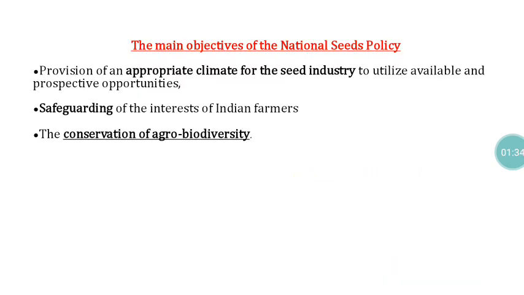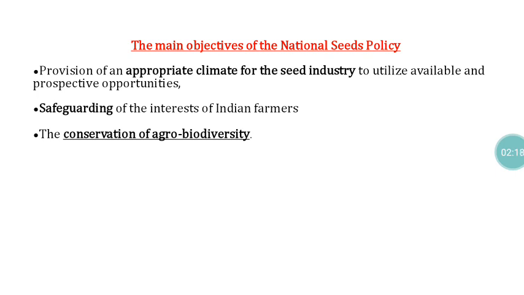The main objective of the National Seed Policy 2002 is the provision of an appropriate climate for the seed industry to utilize available and prospective opportunities with reference to the development of high yielding varieties. Whatever varieties are developed will be protected, and then the protected variety will be given for commercial cultivation. The ultimate aim is to increase the SRR of our country, that is, the seed replacement rate. Once the seed replacement rate is increased, there will be an increase in production and productivity. So automatically we can have food security and nutritional security. That is the main objective.